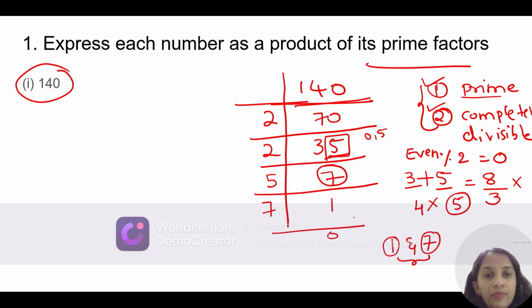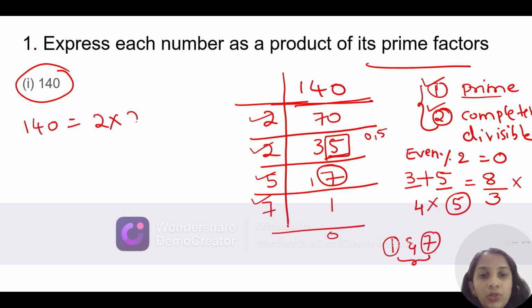Now we found out the prime factors for the given number 140. But we have to express this as a product of them, correct? So 140 is equal to 2 into 2 into 5 into 7. These are all the prime factors. We have to express this as a product of them. So I have written it as 2 into 2 into 5 into 7.